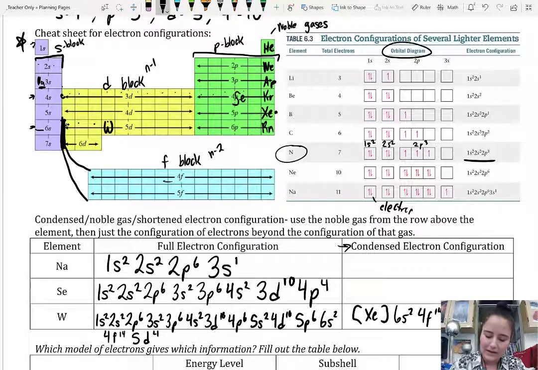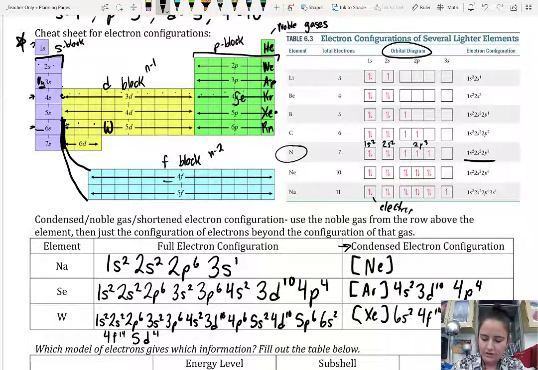For selenium, it has the electron configuration of argon plus the 4s2, 3d10, 4p4 electrons. Even for sodium, it has the electron configuration of neon. Neon ends in 2p6, plus the 3s1 electrons.